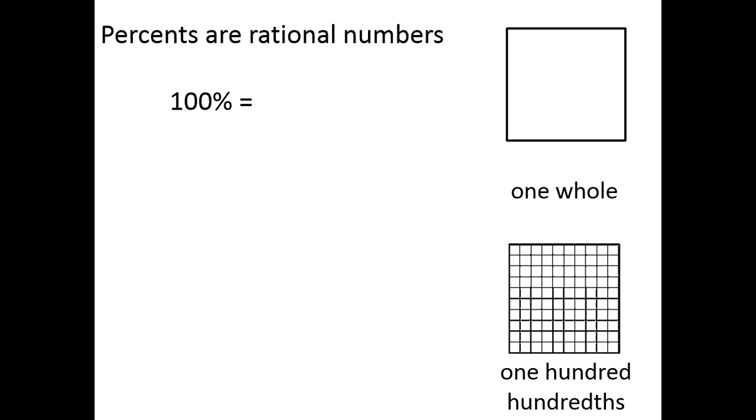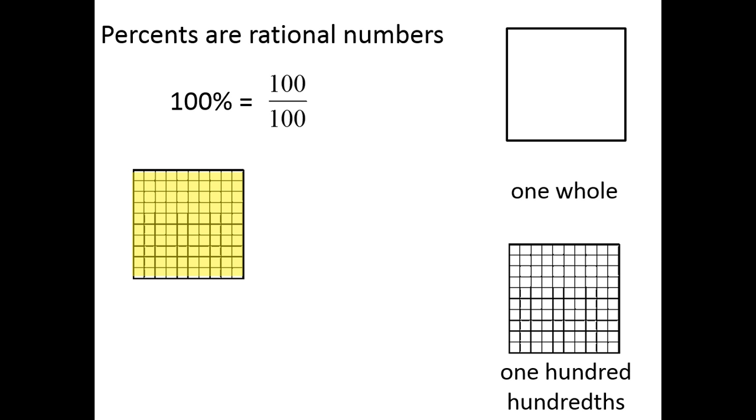And then 100% would mean 100 hundredths. So if we think about our area model, we would have all 100 of the hundredths shaded in, which means 100% is the same as one whole.